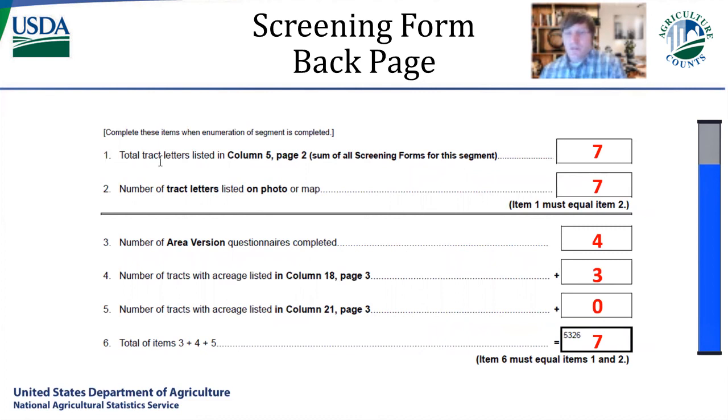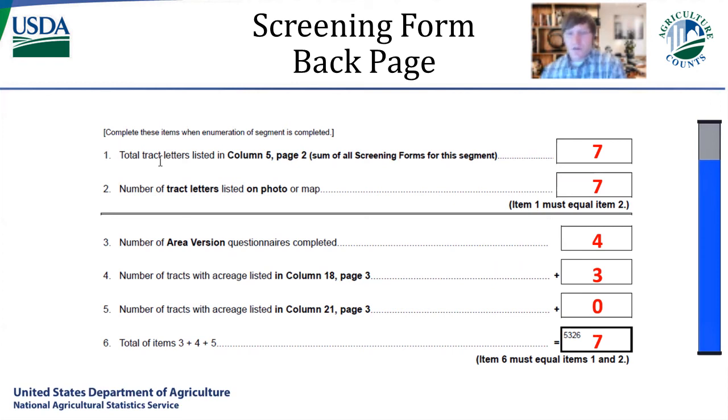After you have screened the entire segment and enumeration is complete, you will need to fill out the last page of the screening form. Items 1 and 2 are used to account for all of the tract letters in column 5 and all the tract letters on the photo to make sure they agree. Those 2 numbers should always be equal.